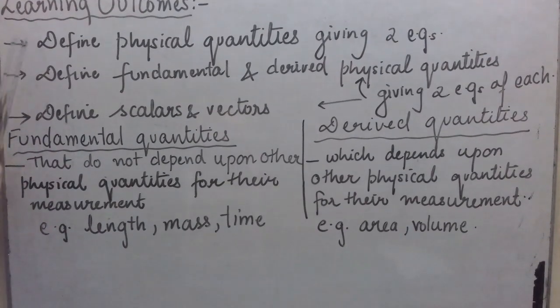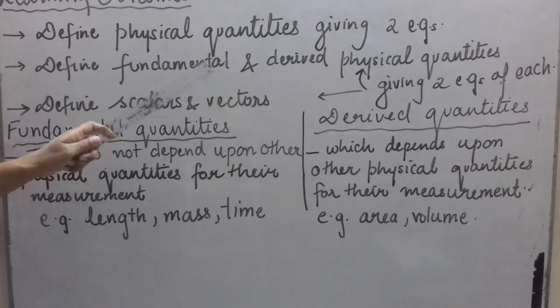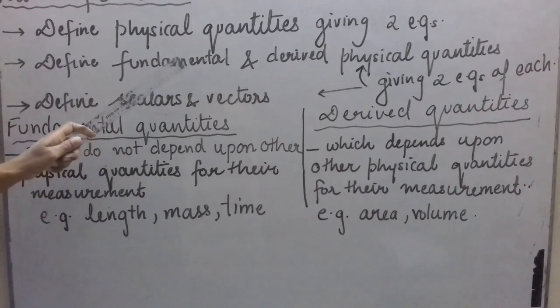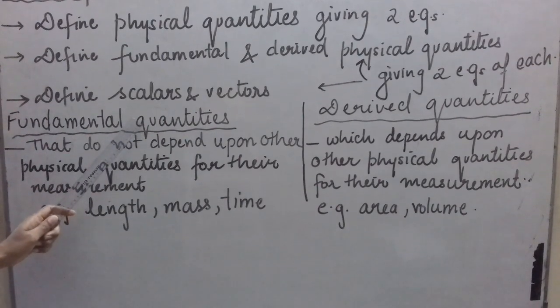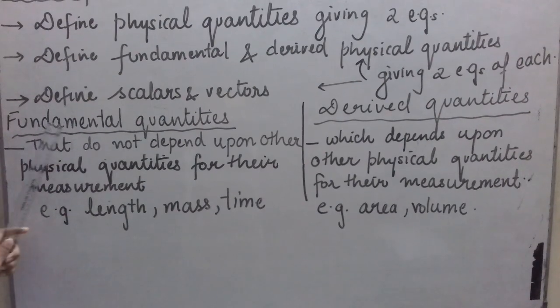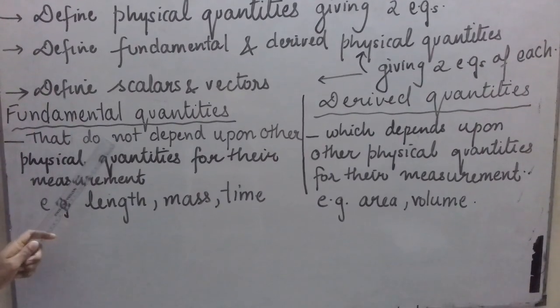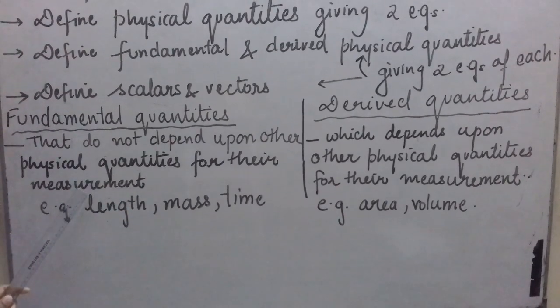So let us see our second learning outcome. Define fundamental and derived physical quantities, giving two examples of each. Now let us see what are fundamental quantities. Obviously, these are physical quantities only. But these are the physical quantities which do not depend upon other quantities for their measurement.